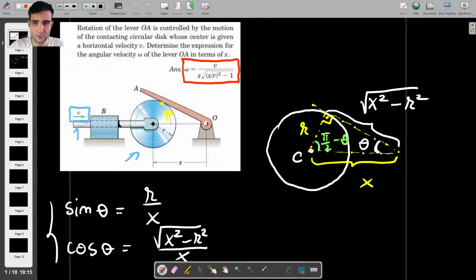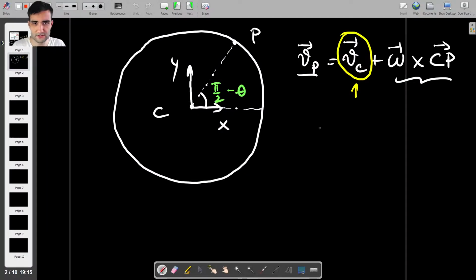So we know the velocity of the shaft is v, which means that the whole shaft moves as a whole, because the shaft is a rigid body and it's moving to the right, which means that the center of the disk is moving with the same velocity as the shaft, right? So we actually know what VC is, and VC is V, that's the velocity that's given to us, multiplied by the unit vector i, okay?